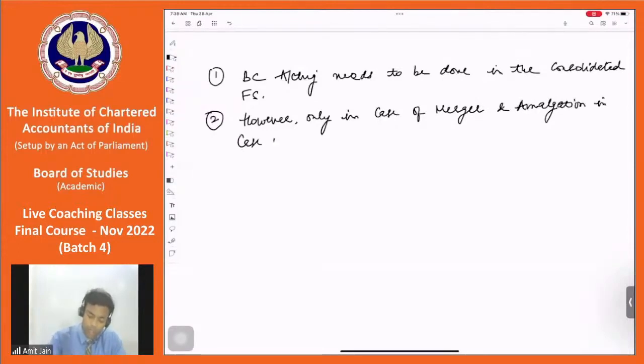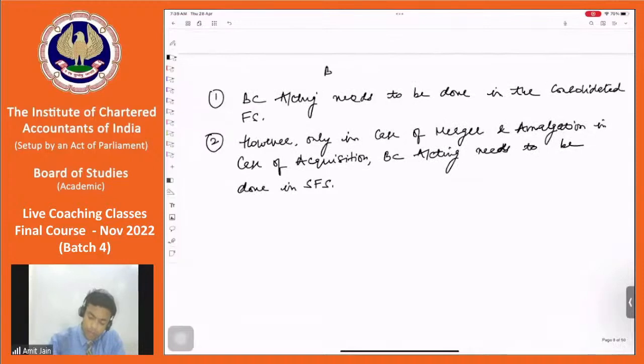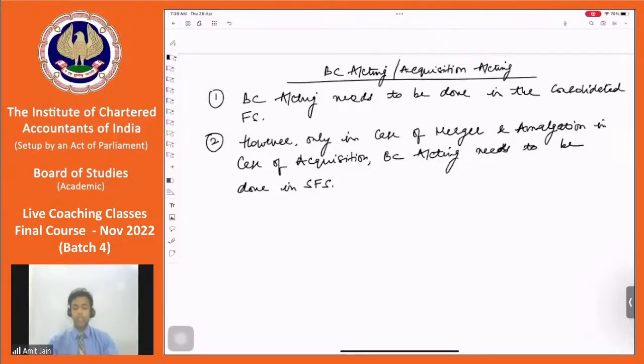In case of acquisition, business combination accounting needs to be done in the standalone financial statement. Simple concepts. Business combination accounting, or we can say acquisition accounting. Guys, please read this again. Business combination accounting needs to be done in the console books.